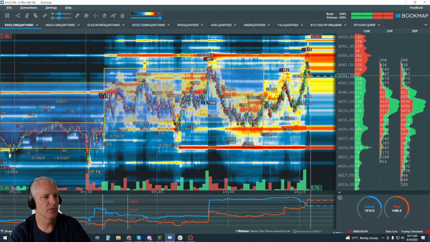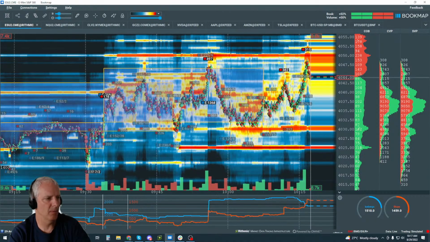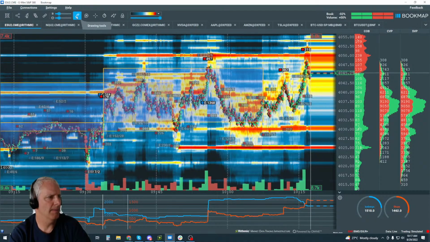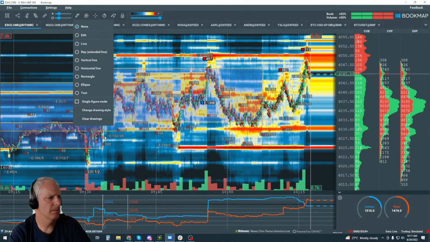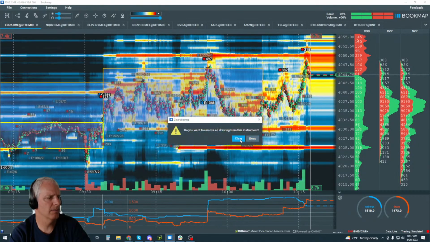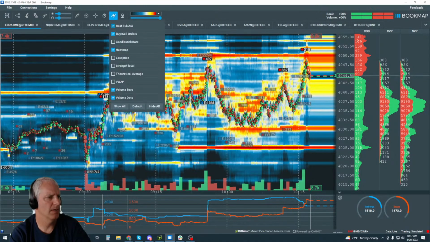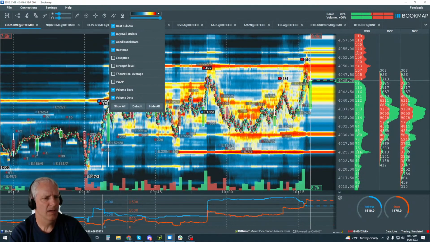All right. Let's zoom in here. Let's see what's going on. We saw those wicks in here, right? Well, here's what makes up those wicks. In fact, let's clear our drawings and overlay a candlestick chart.